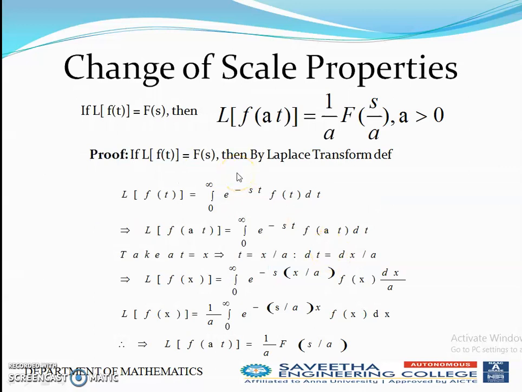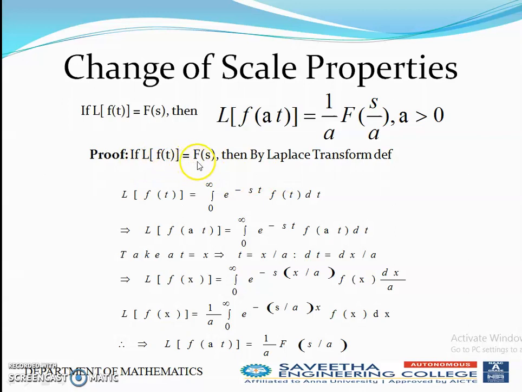Next one is change of scale properties. This is a very important 2 mark question. The statement is: if L of f of t equals F of s, then L of f of at equals 1 by a into F of s by a, that is s divided by a, whenever a is greater than 0. So this is a capital F of s by a form. So we shall go through the proof here.